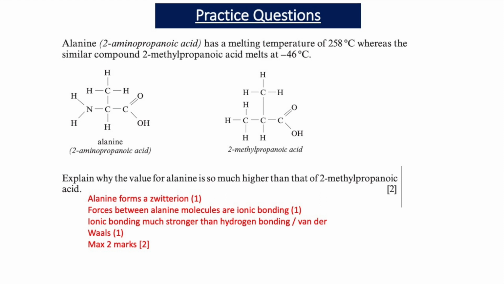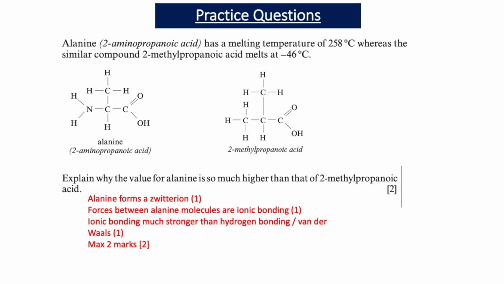So in the first part of this question you have alanine, 2-aminopropanoic acid, and it says it has a melting temperature of 258 degrees C, whereas a similar compound, 2-methylpropanoic acid, melts at -46 degrees C, and they've drawn both compounds here. They're asking why the value for alanine is so much higher than 2-methylpropanoic acid, and it's a 2-mark question, but there's actually 3 points that we would recommend you make here.